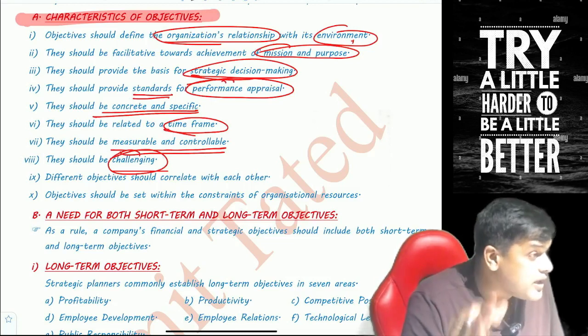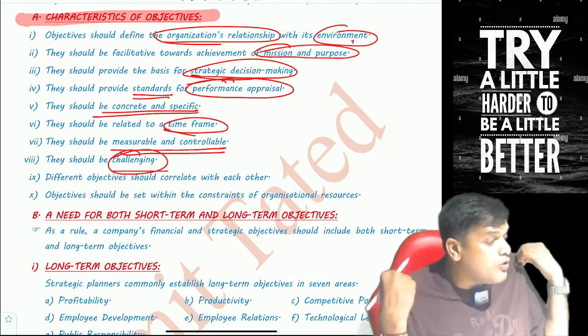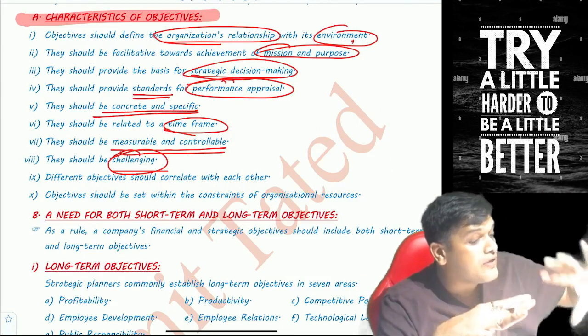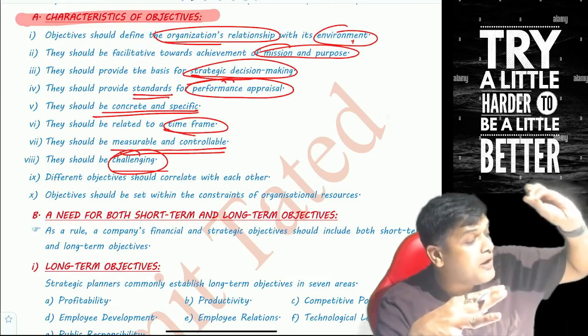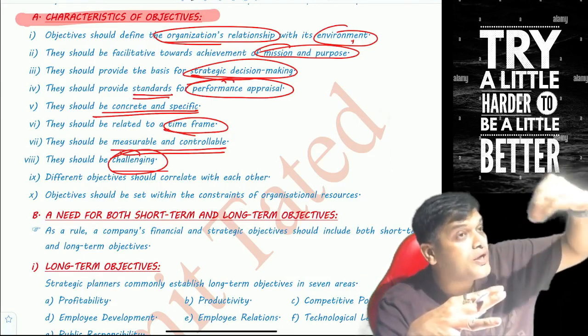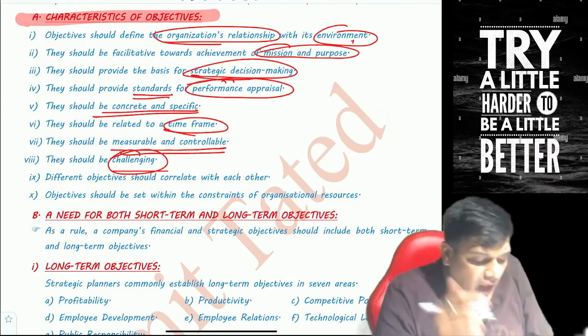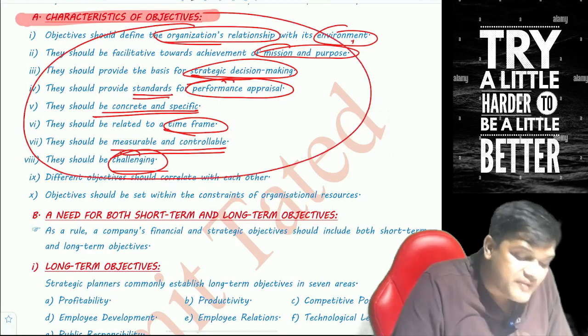So MCQ may come into picture. Example, one cloth manufacturing company is there. Cloth manufacturing company has produced 50,000 metric tons in last month. Now they have been given a goal or objective of manufacturing 48,000 in the current month. Now, okay, out of the following, which characteristic is missing?